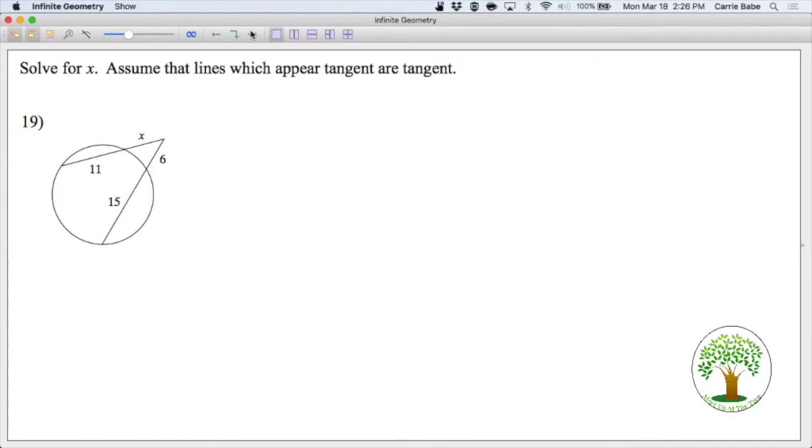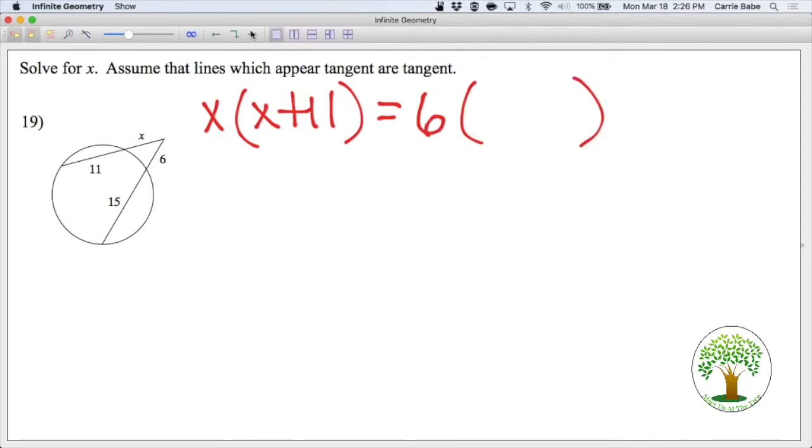Remember when we're doing these, it's the outside times the whole equals the outside times the whole. What is the outside on the top one? X, open parentheses, x plus 11. Okay, so that is our outside, and the whole thing is the x plus 11. Equals the outside of the bottom line, which is 6, and the whole, 6 plus 15. What is 6 plus 15? 21. That's times.